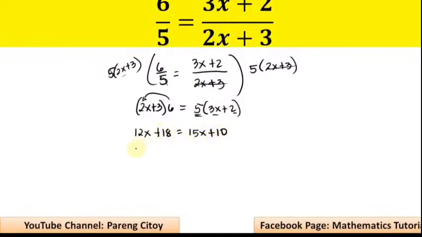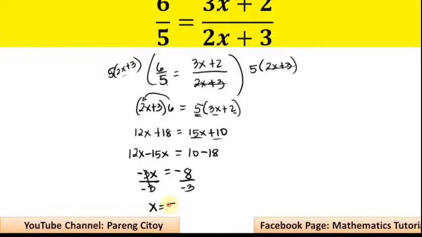Then, combine like terms. So 12x, we move this, becoming negative 15x equals positive 10 minus negative 18. So positive 12x minus 15x, that is negative 3x equals negative 8. Then divide both sides by negative 3. So the value of x equals positive 8 over 3.